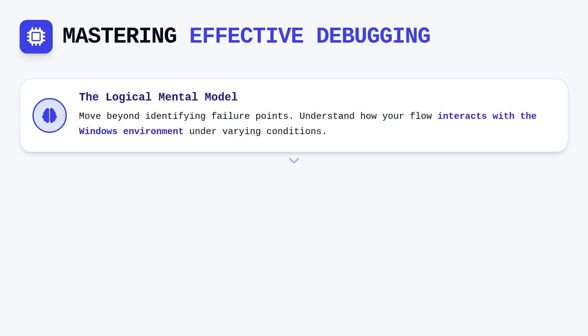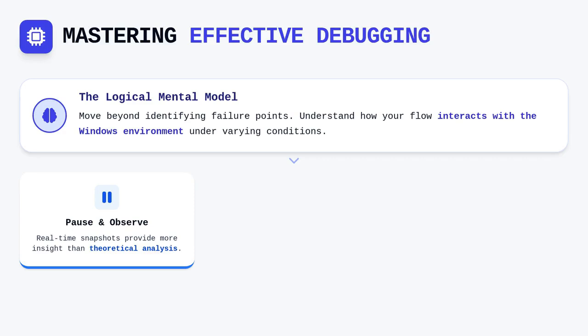Effective debugging is not merely about identifying the point of failure, but about maintaining a logical mental model of how your flow interacts with the Windows environment under different conditions. As you work through these tools, remember that each pause provides a window into the current application state, which is often more informative than any theoretical analysis.